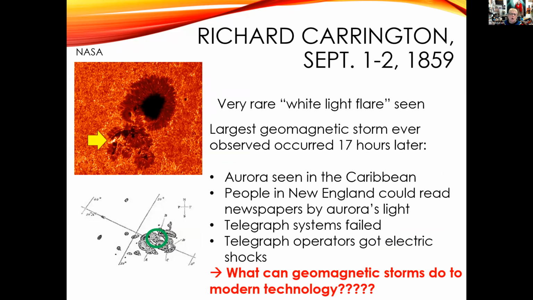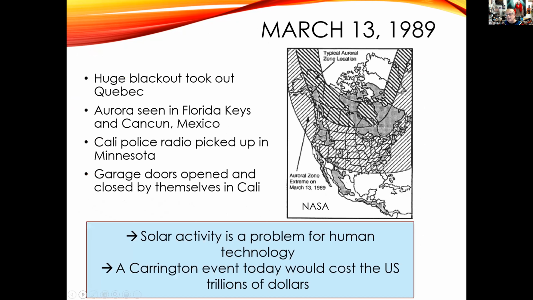And one great example of that is the so-called Carrington event. Astronomer Richard Carrington in 1859 saw a rare white light flare. I've only seen one of these in my life in many, many years of solar observing. They're pretty cool. And about 17 hours later, there was a huge geomagnetic storm registered on the Earth. Aurora were seen as far south as the Caribbean. People in New England could read newspapers at night by the aurora. Back then, the chief technology of communication was telegraph. Telegraph systems failed, and telegraph operators actually got electric shocks from the metallic equipment. So if it could have done that in the 1800s, what could a Carrington event do to our technology today? That's what people are concerned about. That's why people are interested in solar activity.